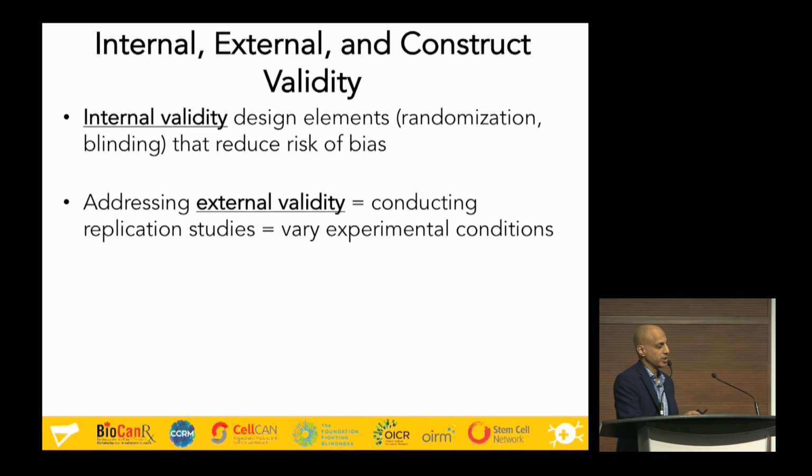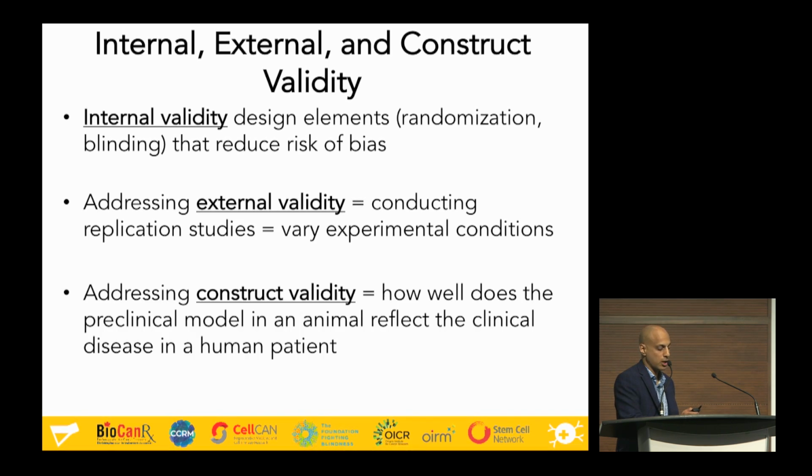Briefly, external validity. This really simply is conducting replication studies, varying your experimental conditions. So you found it works in mice. Does it also work in rats? Does it also work in larger animals? You found that it works in 8 to 12-week-old C57 black 6 mice. Will it also work in an elderly population of mice as well? So varying your experimental conditions to address whether you get similar results when you change up your experimental plan a little bit.